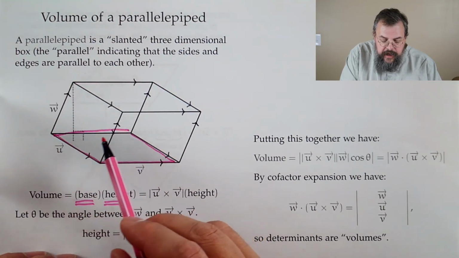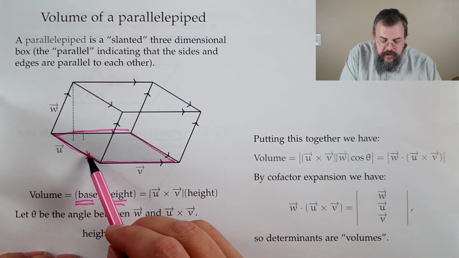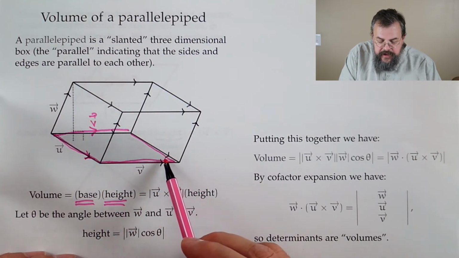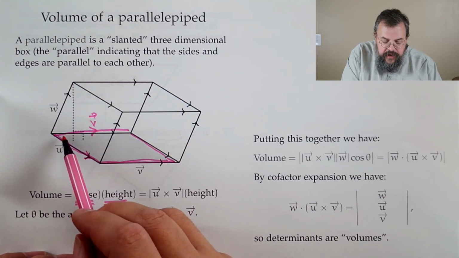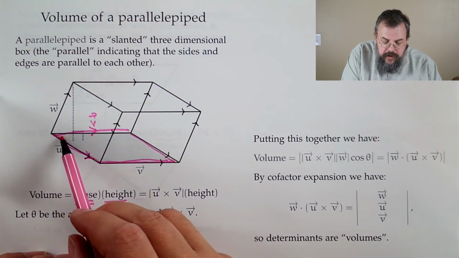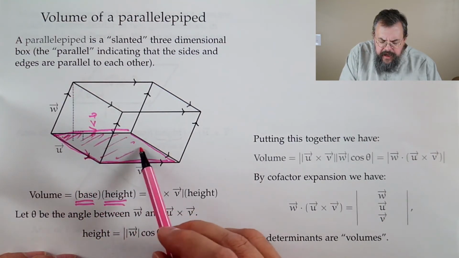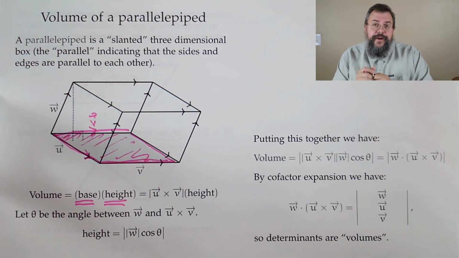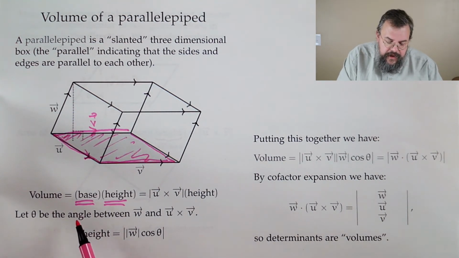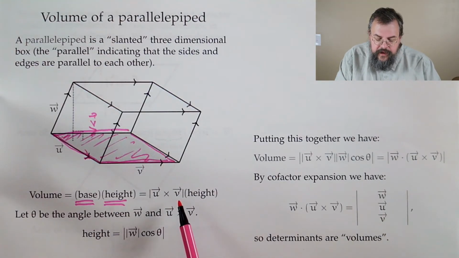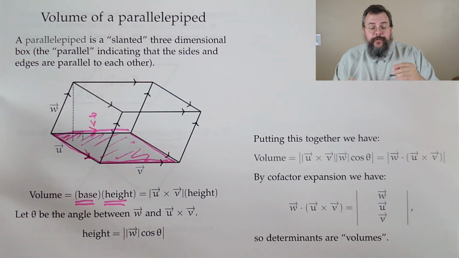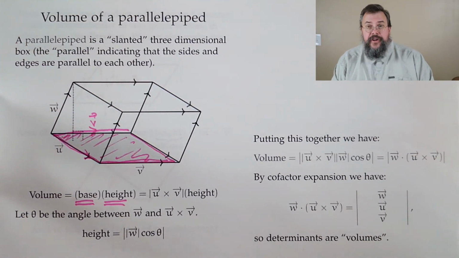And in this diagram, we have that U is on one side, V, which is the same vector as down here as it is up here, is on another side. And now I say, well, look, if I want the area of the base, it's an area of a parallelogram. So I know how to find that area. That's the magnitude of U cross V. Perfect. What's left? Well, the height.